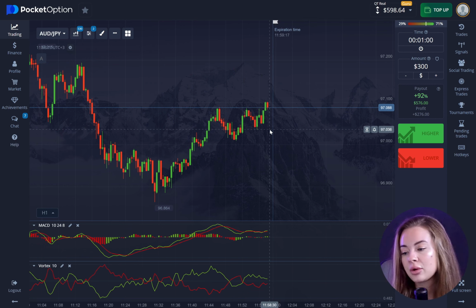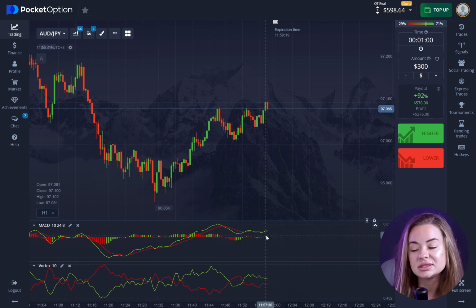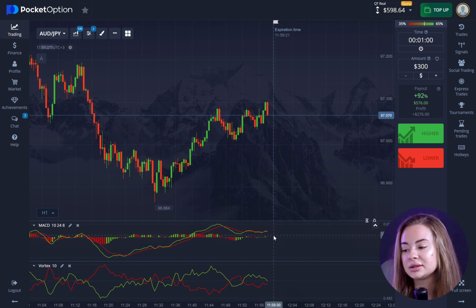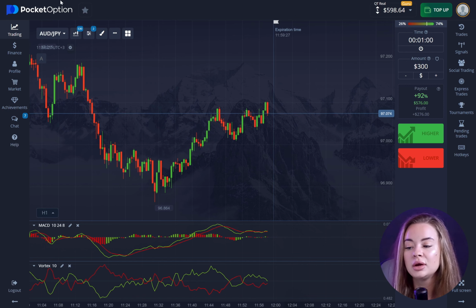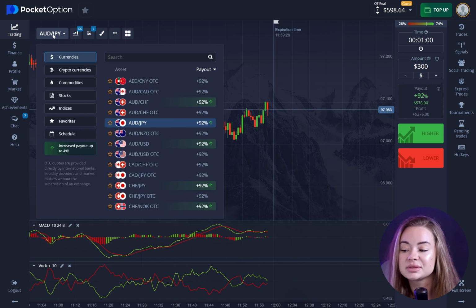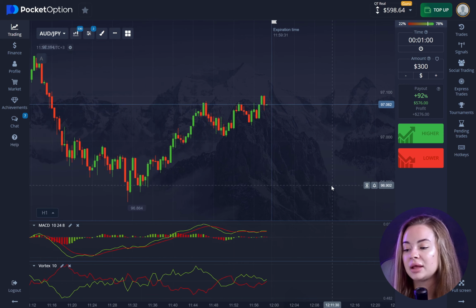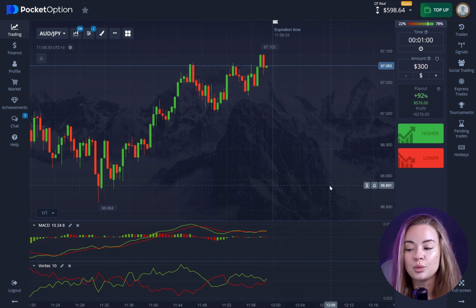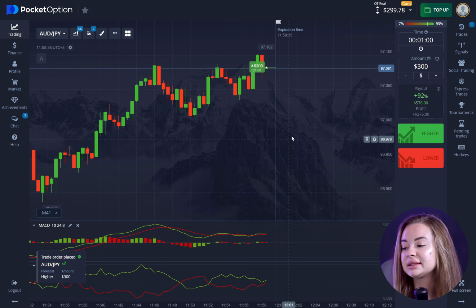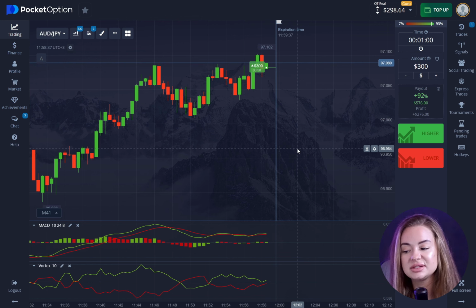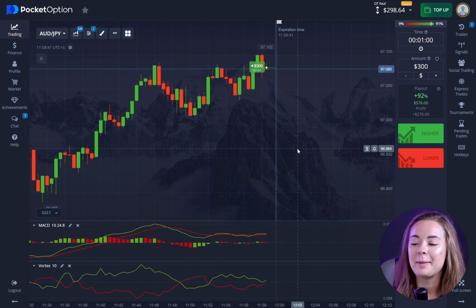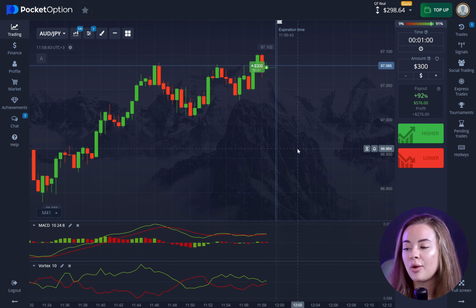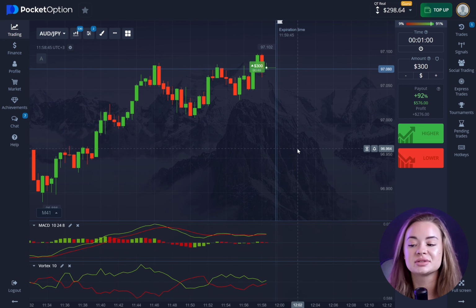For this pair, I also see that MACD doesn't give clear and dry signals. After the main MACD line crossed the signal line from below, the lines are approximately at the same level and above zero. The Vortex indicator is a bit clearer, showing the positive line above, indicating buyer strength in the market. Based on these indicators, I opened a $300 buy trade.